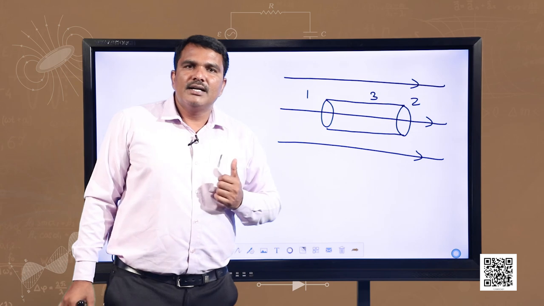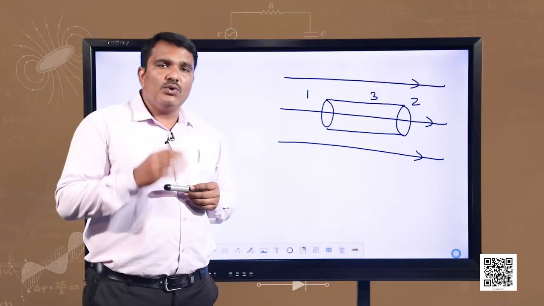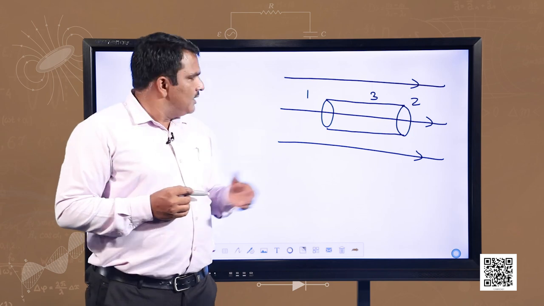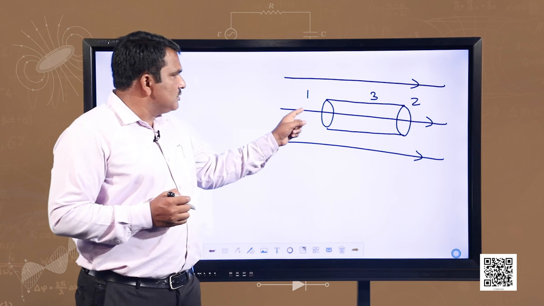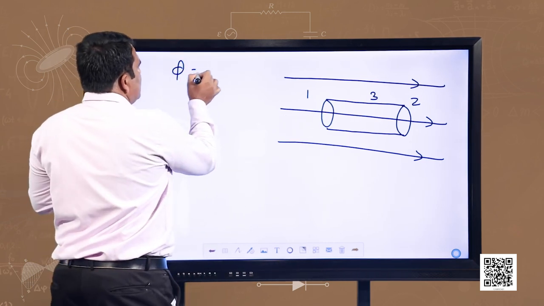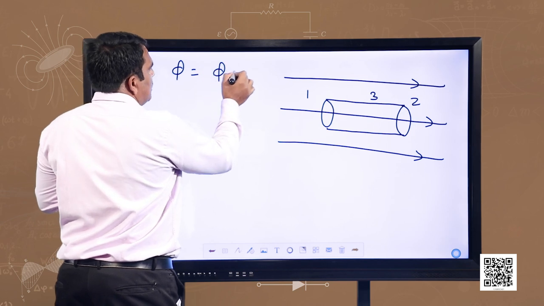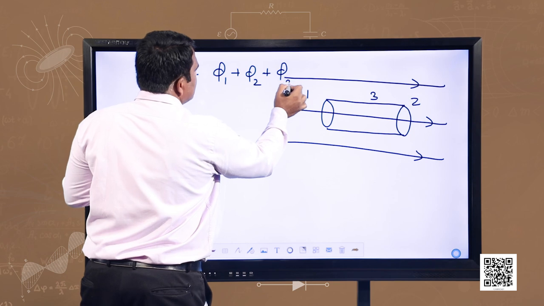Now let us find the flux passing through this cylinder. To find the flux passing through this cylinder, we will just find the flux through these three surfaces, and the total flux will be the flux through surface 1 plus flux through surface 2 plus flux through surface 3.